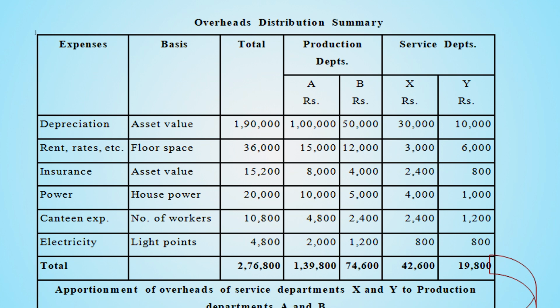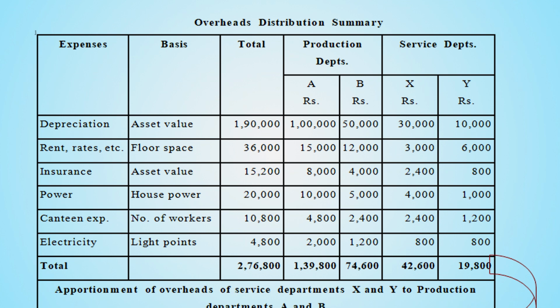Let us prepare solution in terms of overhead distribution summary. Here again we will prepare 5 columns. First is of expenses, second is base for allocation, third is total overheads given, fourth is production department A and B, and fifth one for service department X and Y. Depreciation is to be allocated based on asset value. Total amount of depreciation given is rupees 1,90,000. Depreciation for production department A comes to rupees 1 lakh and for production department B comes to rupees 50,000, whereas the depreciation for service department X comes to rupees 30,000 and for service department Y it is rupees 10,000.